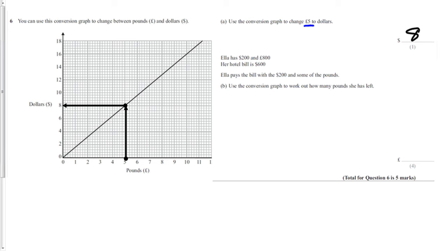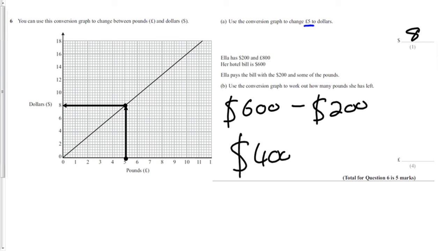Now the next part caused people some difficulties when they did this question, and it's worth 4 marks. So we've got Ella, and she's got $200 in one pocket, and she's got £800 in the other pocket. Her hotel bill is $600. So the first thing you're going to do is give them the $200. So you're going to take away the $200 which you have on you, leaving you with a bill of $400.